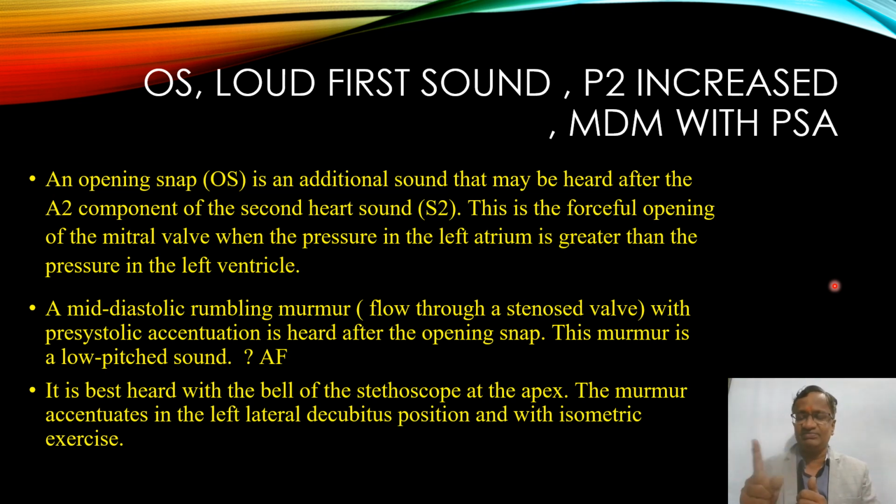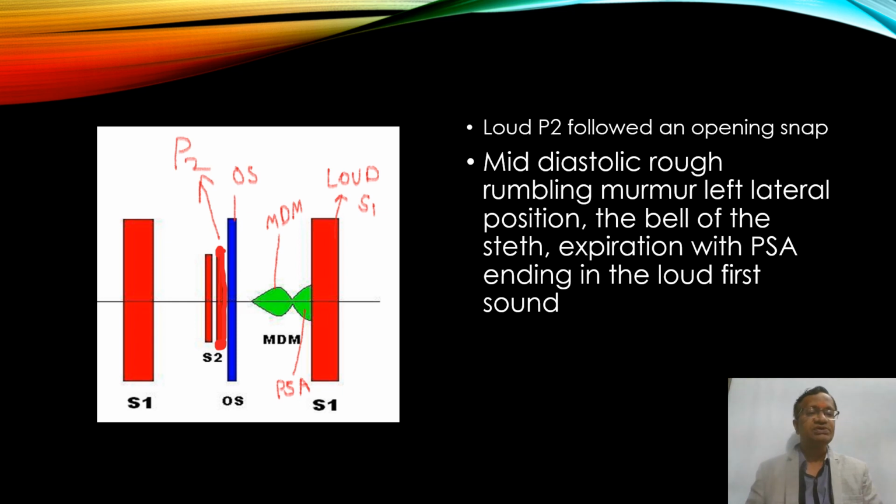A murmur will come with normal flow through an abnormal valve, or abnormal flow through a normal valve. Now what is here? Abnormal valve, normal flow. So stenosed valve, murmur will occur, and this is low pitched, but sometimes the pre-systolic accentuation may not be there in atrial fibrillation. It is best heard with the bell of the stethoscope because it's low pitched. It accentuates in left lateral position with some exercise.